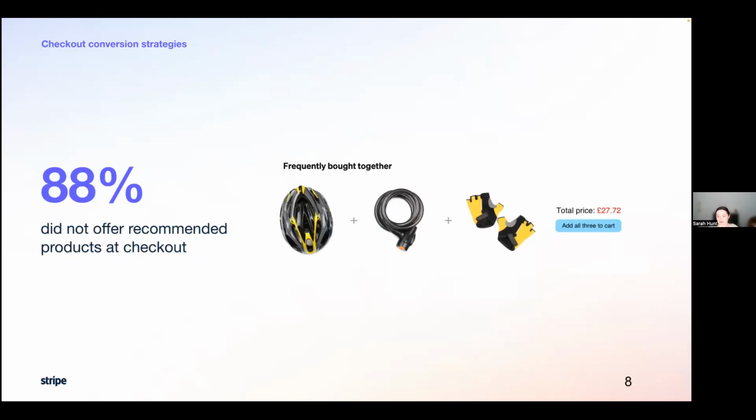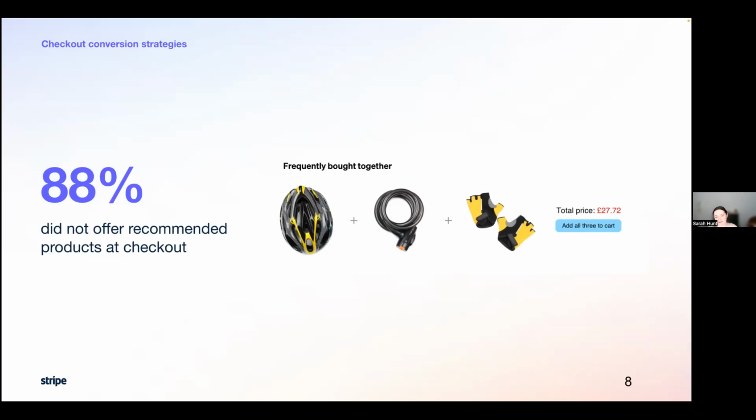The majority of businesses also neglected to integrate key revenue generating opportunities into their checkout flows. For example, we found that 88% of European e-commerce sites did not recommend products at checkout, despite this being a proven way to increase average order size.